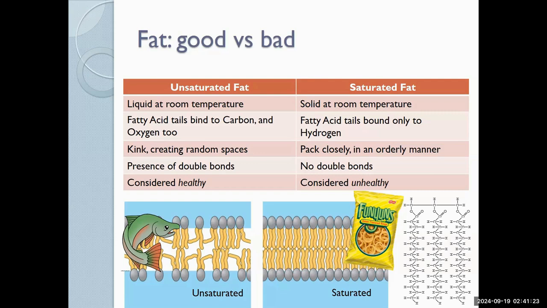Unsaturated fats, in comparison, are bonded to carbon and oxygen too, other things than hydrogen, creating kinks where double bonds occur, making random spaces and pockets. These are considered healthier because they're much more easily digestible. Those spaces also help molecules move across and through the plasma membrane.